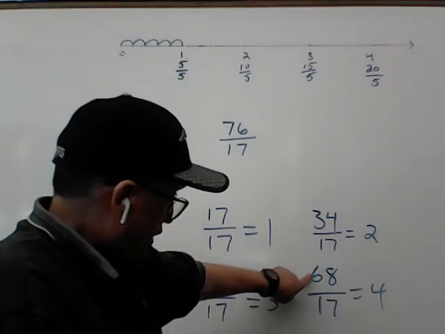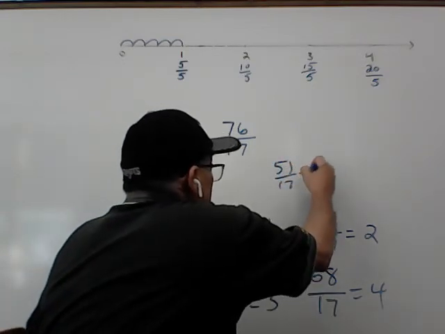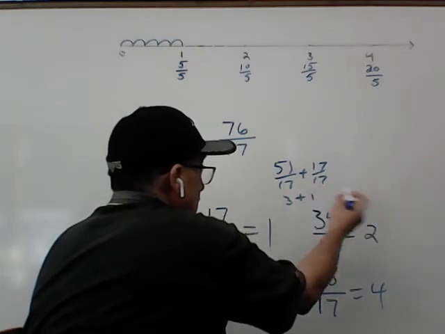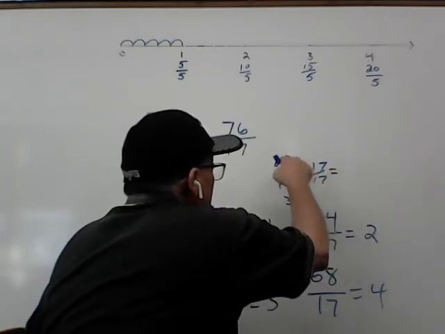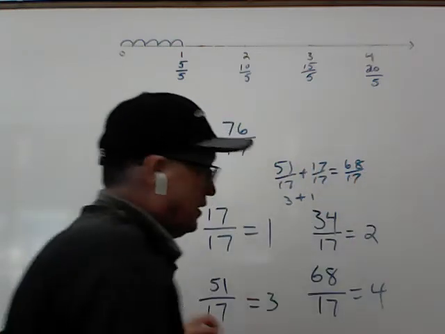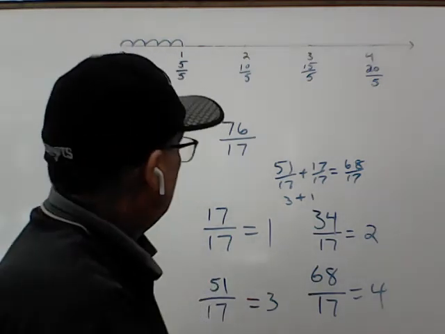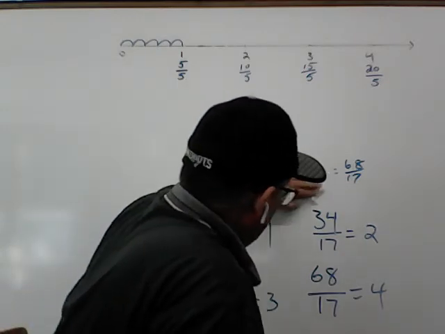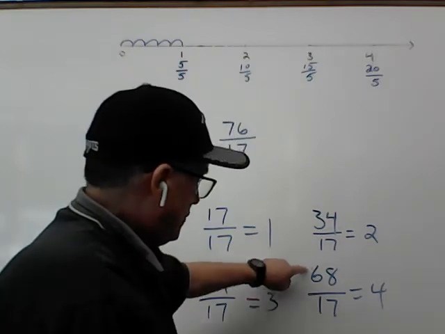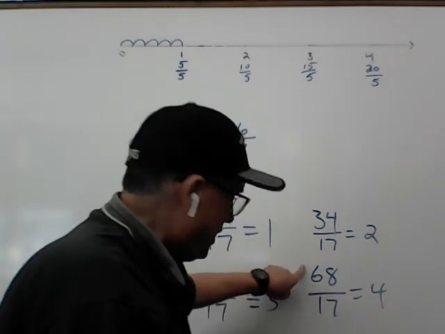You can think of getting to this 68 by adding 17/17 to the 51/17. We already saw that that's 3, and 17/17 is 1. 3 plus 1 is 4, and 51/17 plus 17/17 is 68/17. What is 68 divided by 17, ladies and gentlemen? It's 4. Or, checking that, why is 68 divided by 17 4? Because 4 times 17 is 68.